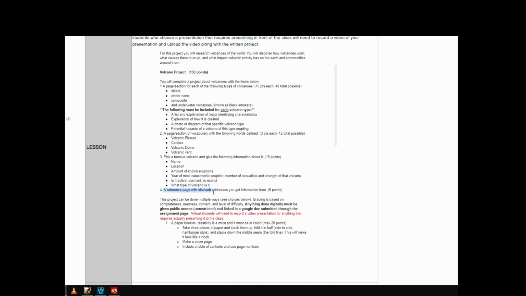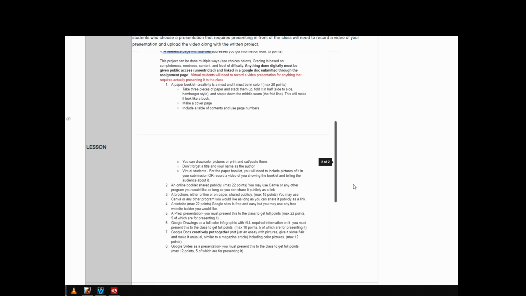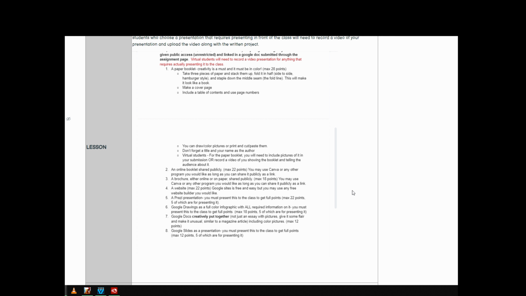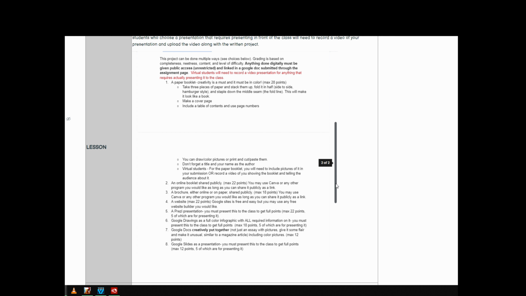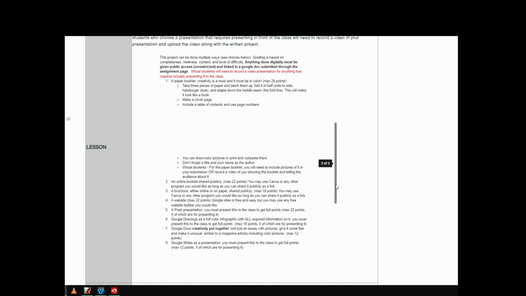So if all you do is turn in a piece of paper with that information on it and you've got everything you need, that's 72 points, you'll get a C. If you want to get higher than that, then you'll need to actually do a presentation of this information. And there are 8 different types of presentations you can do here.